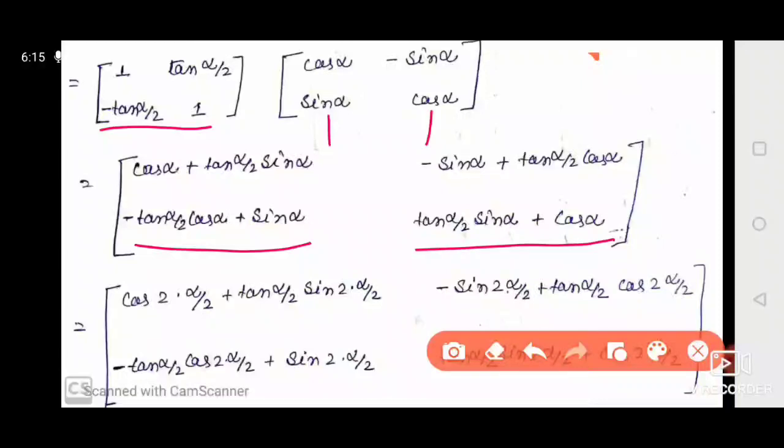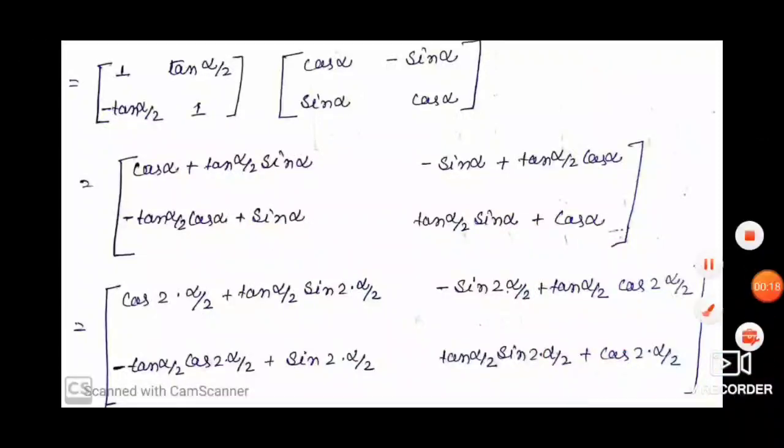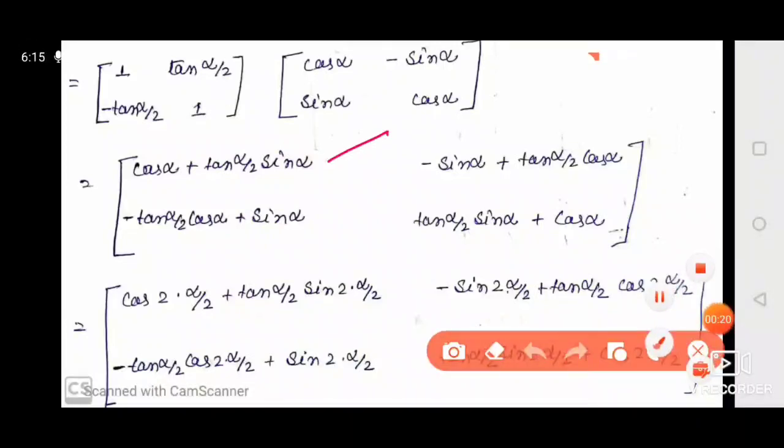So this is cos alpha plus tan alpha by 2 sin alpha. This is minus sin alpha plus tan alpha by 2 cos alpha. This is minus tan alpha by 2 cos alpha plus sin alpha. This is tan alpha by 2 sin alpha plus cos alpha.